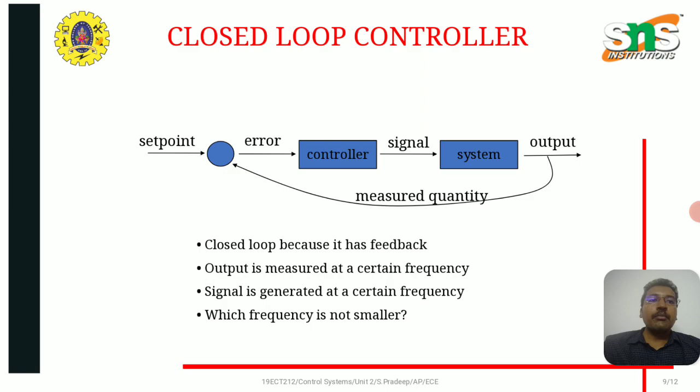The closed loop system is set here. It is a closed loop because it has feedback. The output is measured at a certain frequency. The signal is generated at a signal frequency.